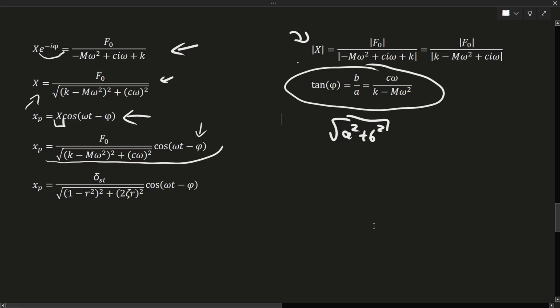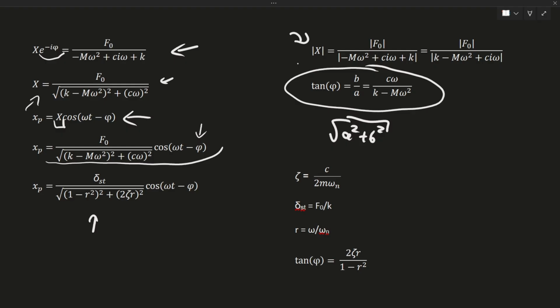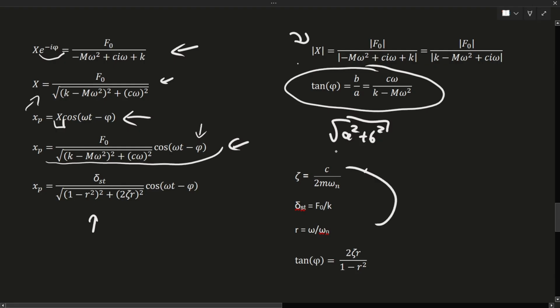Now, in a lot of your problems, they're going to write it like this because it looks cleaner. They basically use these equations over here to simplify this big equation over here so it looks cleaner, okay? Again, R, well, I explained this earlier. R is the ratio between the frequency of the force divided by the natural frequency. This, they just take F divided by K.